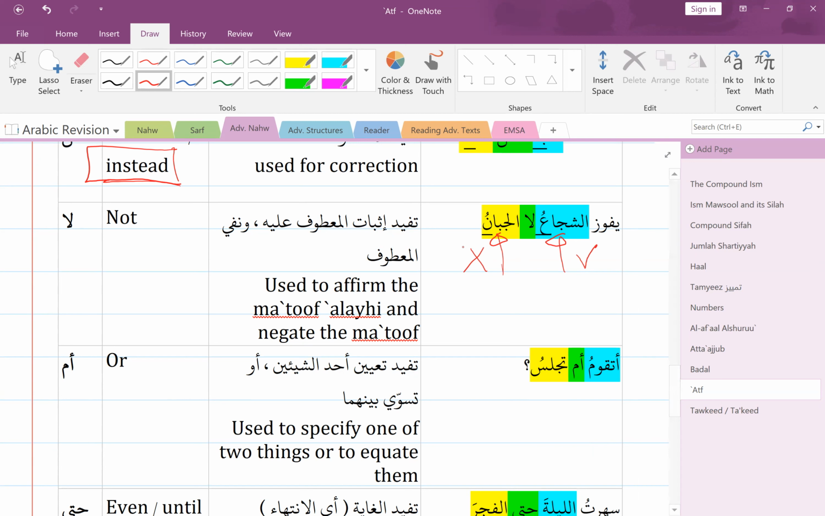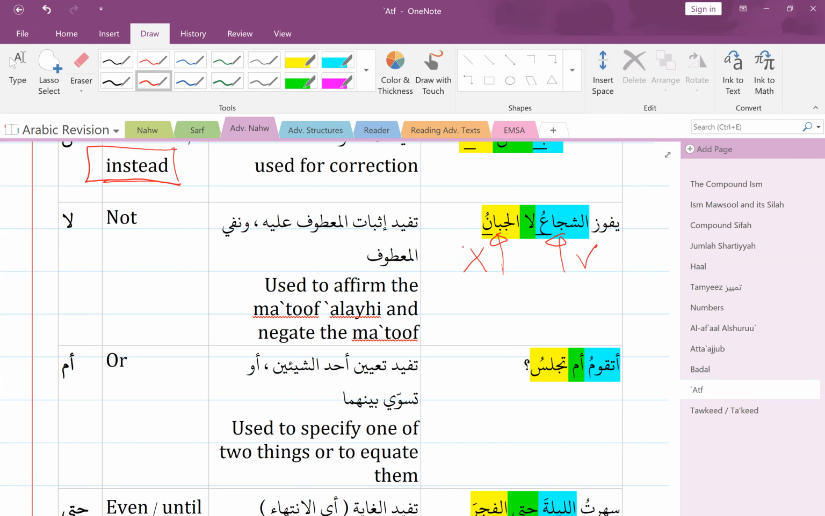La is kind of like an opposite. How do we see? Let's look at an example. يفوز الشجاع لا الجبان. الشجاع is a brave person. So the brave wins, not the coward. The brave person wins, not the coward. So you can see how that works.